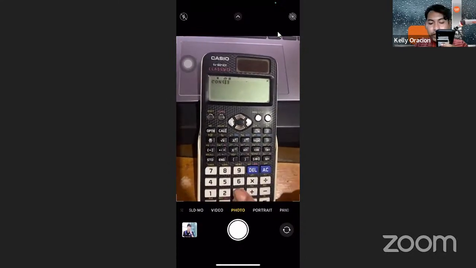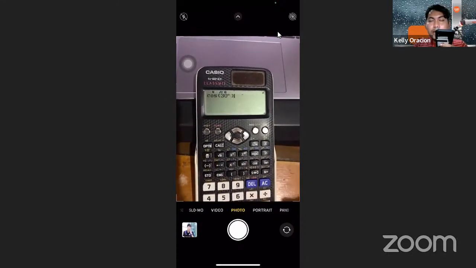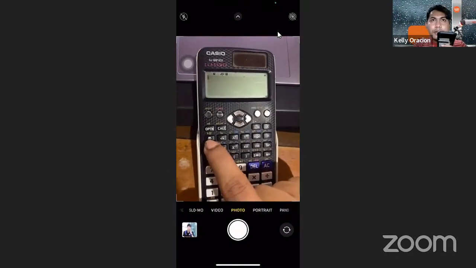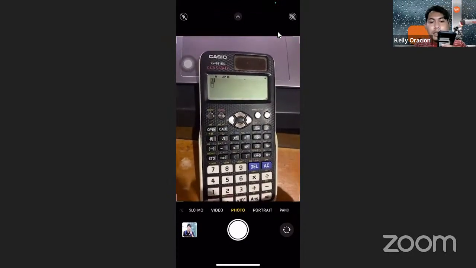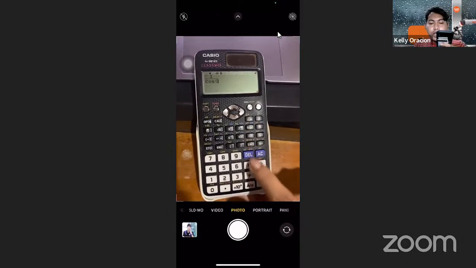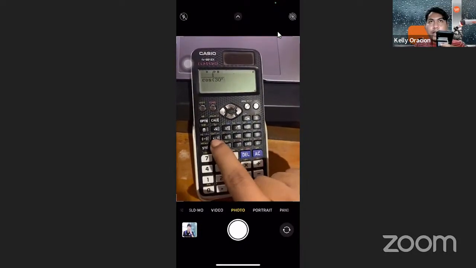But anyways, let's proceed. Cos 30 degrees. Yan, cos 30 degrees, lalabas yung sagot natin. Square root of 3/2. Take note, walang secant, walang cosecant, walang cotangent sa calculator. So anong gawin natin pag secant? Pag secant, fraction 1 over cos 30 degrees. Then equals. The value of secant is 2 square root of 3/3. Okay? So yun.